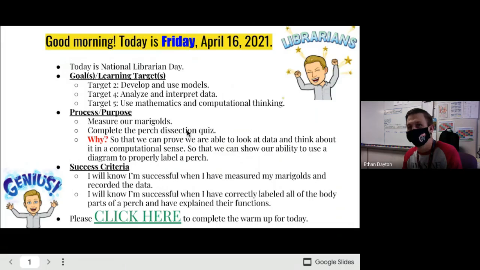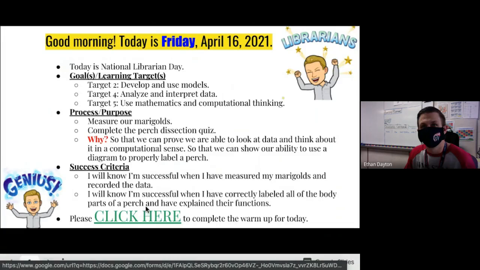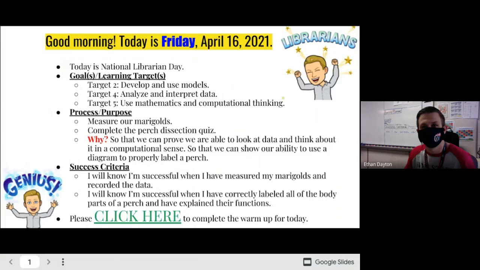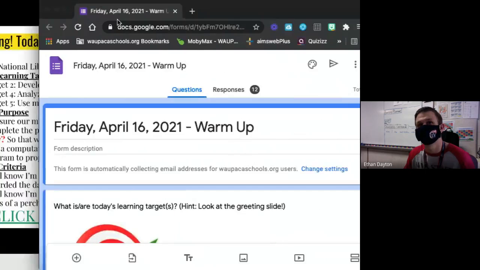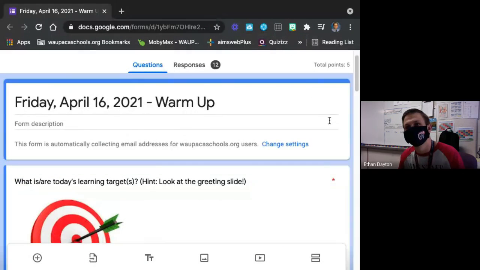So we measured our marigolds already, kind of got a head start on that. And then we are going to complete the perch dissection quiz. You'll know you're successful when you've measured your marigolds and recorded the data. Looks like some of you are still doing that. Perfect. And when you have correctly labeled all the body parts of a perch, not all of them, but the ones that we've decided for you to do. And then you click here to complete the warm-up for today. In the warm-up, here are our questions, and we'll go through them. I have 12 responses. I should have 19, but c'est la vie.